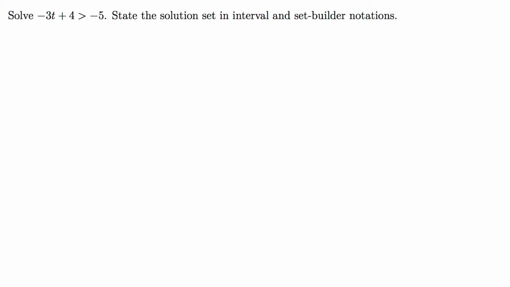There are two approaches people might be inclined to use when solving the inequality negative 3t plus 4 is greater than negative 5. Since many people are inclined to move the variables to the left side of an equation, they follow a similar process when solving an inequality. They will always move their variables to the left side of the inequality. That would be the first approach.